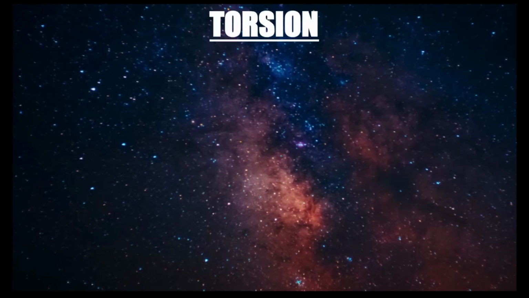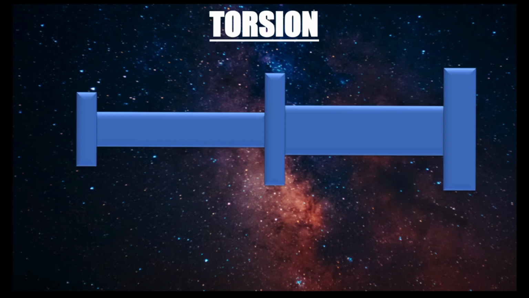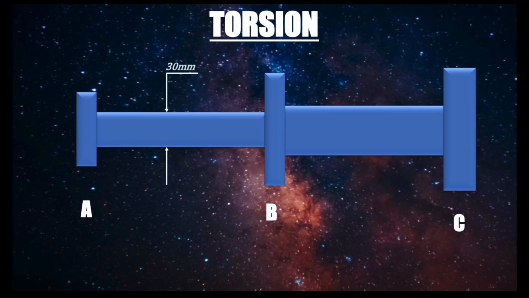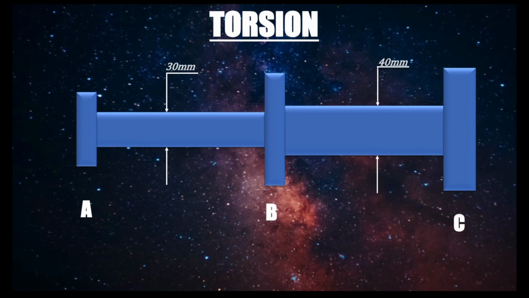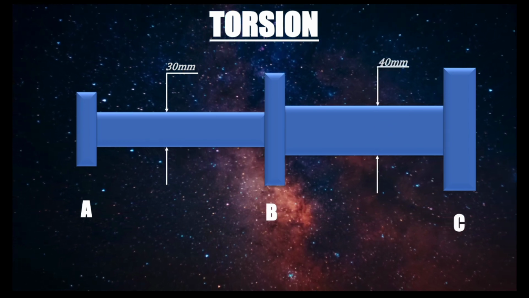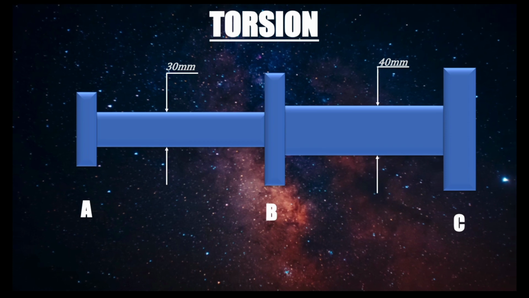We're going to look at torsion. Okay, let's say we're given a problem. As you can see, we have two shafts here, and we're going to have a pulley right here, A, B, and C, right? We're given the diameter of this shaft, which is 30 millimeters, and the diameter of this one is 40 millimeters. So you can see my left-hand shaft is bigger than the right-hand shaft.